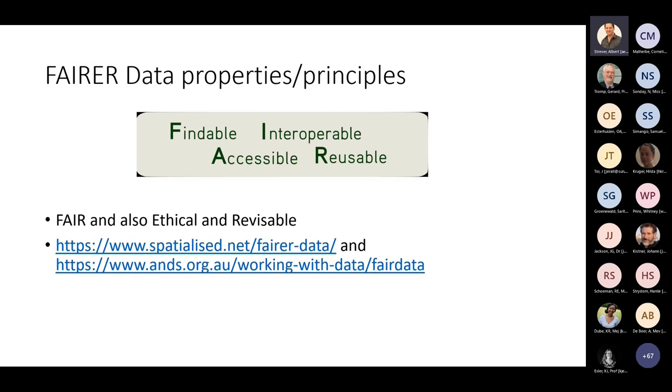So ending off the last two slides, you've heard about the FAIR data principles and properties, and this was one of the reasons the American counterparts created GEMS, to be able to adhere to these standards in an agricultural context. As you know, it's now extended also to ethical and revisability aspects of the data. I think this is quite relevant for all of us, to know what the FAIR principles entail and to be able to adhere to them.